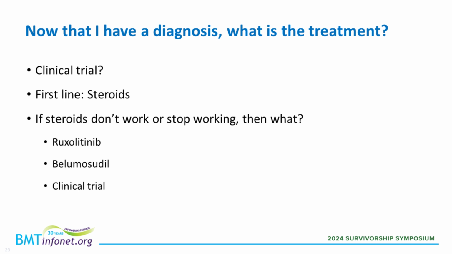So now that you have a diagnosis after all this, whether it's acute GI GVHD, chronic GI GVHD, acute liver or chronic liver GVHD, what is the treatment? So I put clinical trial here first because clinical trial for me is always the gold standard, because the first line of treatment is steroids.